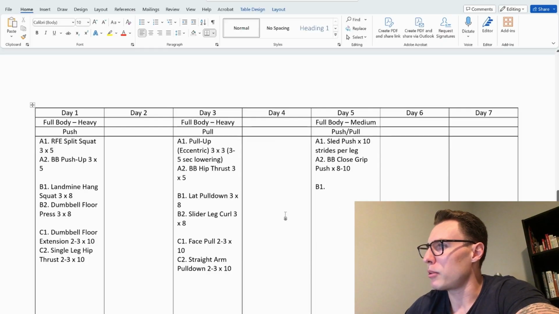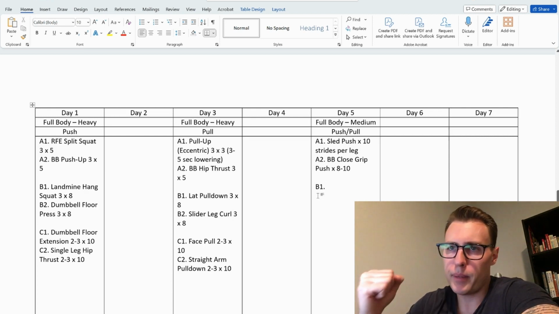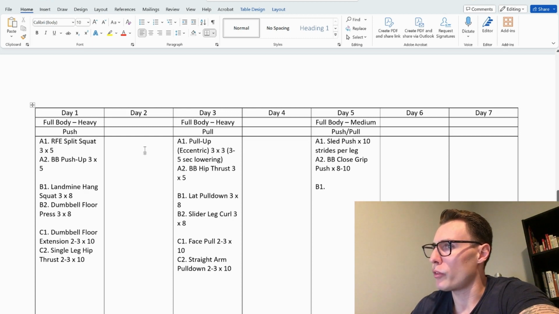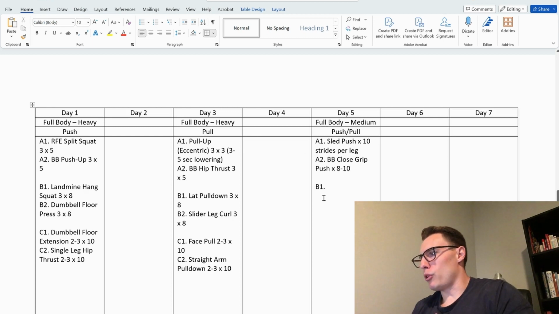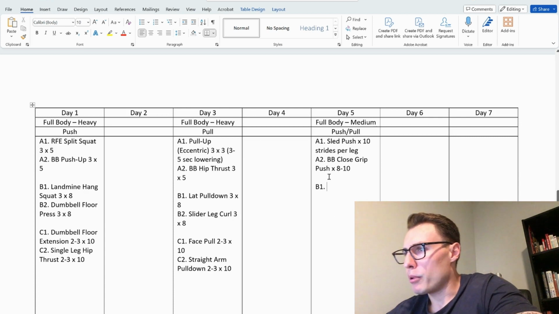So we're going to double up on these push-ups. You could even do the same thing with the pull-ups. I like sticking to one main upper body priority and one main lower body priority. For this one we'll keep it the push-up. So we've got two pushes: a lower body push and an upper body push.